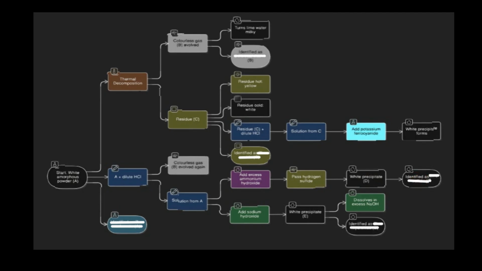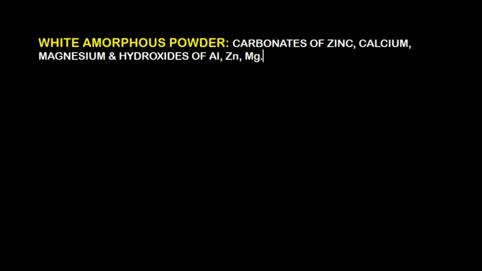In the second part, you can see the solution of A. When you add sodium hydroxide to it, you will get the precipitate E, and when you add more sodium hydroxide to this solution, your white precipitate gets dissolved, then you can identify E as well. Now I am going to solve the problem. So here a very important observation I am giving to you.